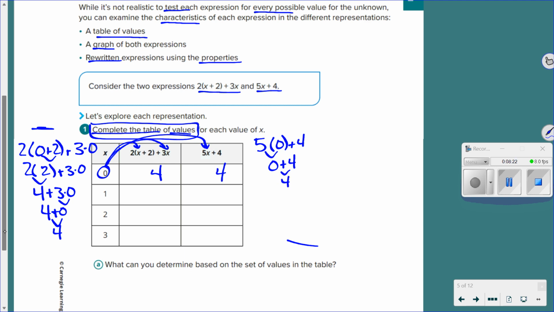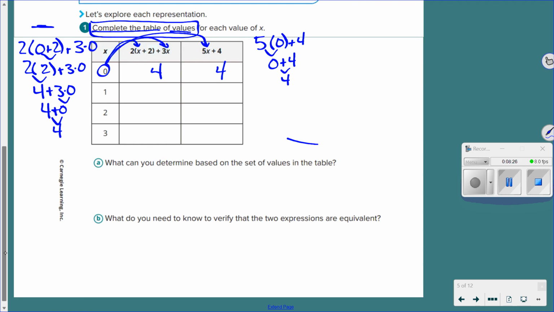So you do that for all three values, and then you're going to try to answer parts A and B. This whole thing should take you all about 4 minutes. Good start.